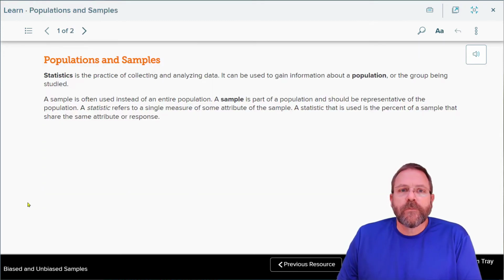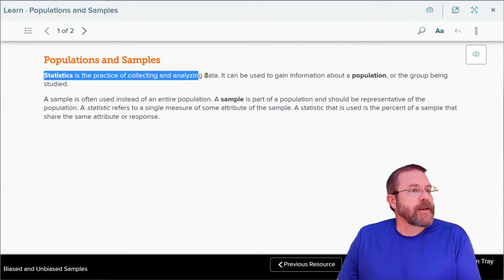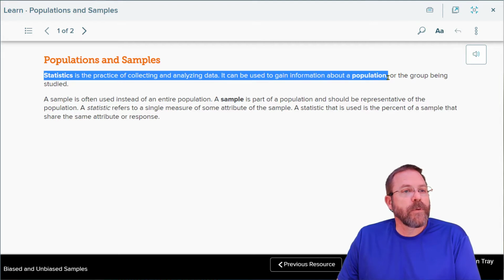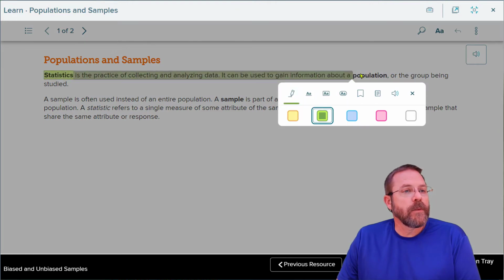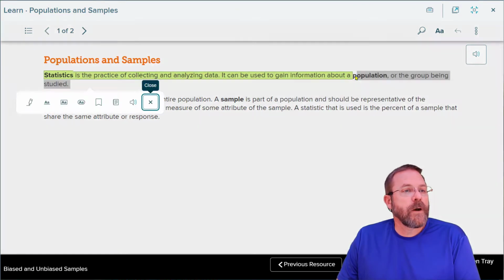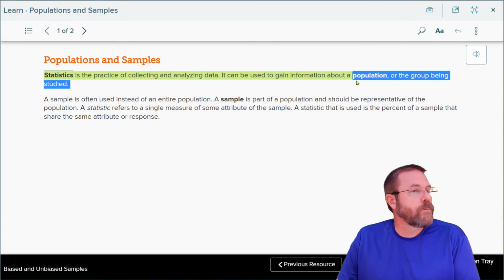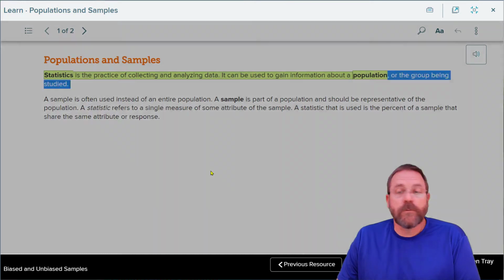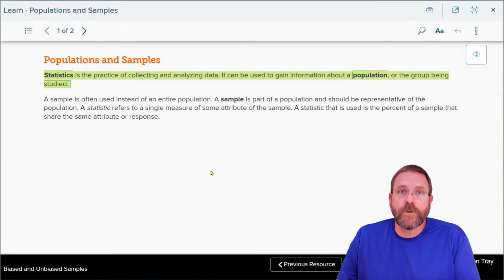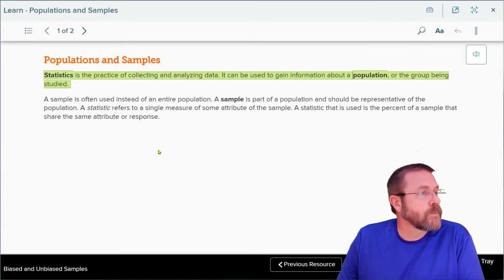Let's get into some real definitions here. Statistics is a practice of collecting and analyzing data. It can be used to gain information on a population. And of course, a population, I'm going to highlight that separately. Population is defined as a group being studied. Now, that doesn't necessarily mean a group of people. It could be a group of dogs, a group of horses, a group of plants being studied. Even a group of, I don't know, little pieces of DNA or something, I guess.